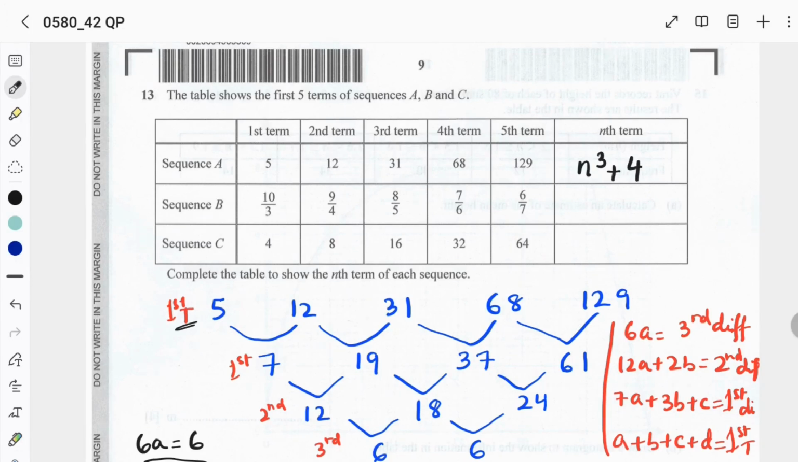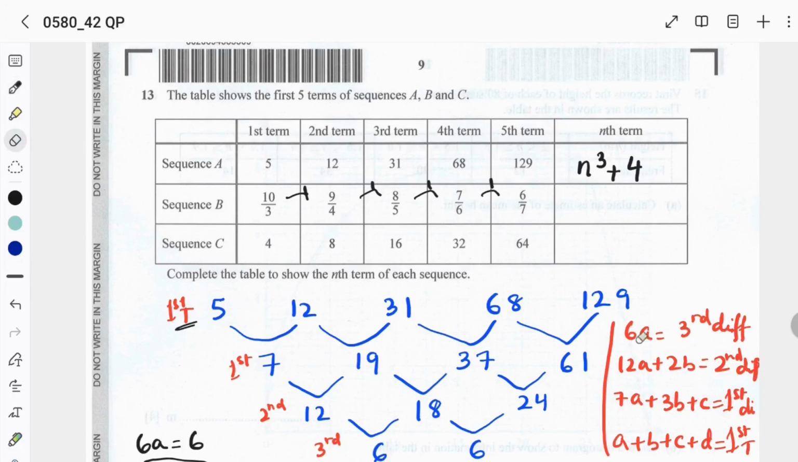Now in sequence B, 10, 9, 8, 7, 6 means the difference is constant, and 3, 4, 5, 6 and 7, the difference is also 1. So I have less space for working. Now look in front. So the difference is 1, 1, 1 and 1. Here also in the denominator the difference is 1. So a plus d(n minus 1) is the formula.